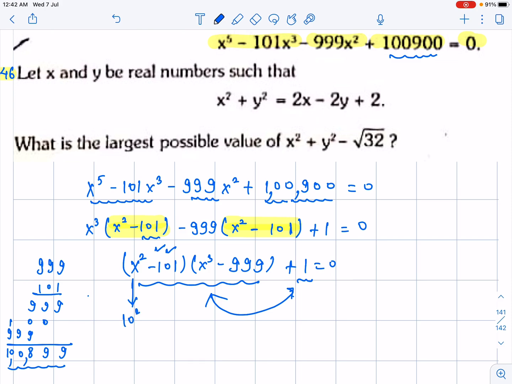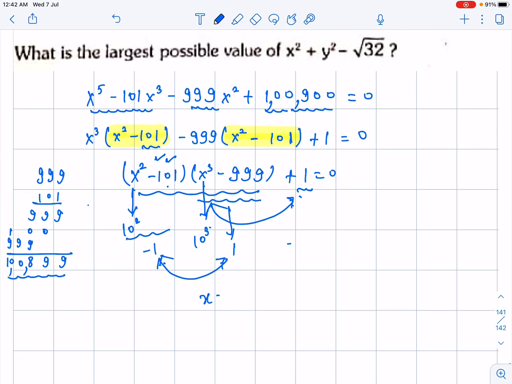10 square will be becoming 100. 100 minus 101 will give me minus 1, and 10 cube will be becoming 1000. 1000 minus 999 will give me plus 1. Plus 1 multiplied by minus 1 will give me minus 1. Minus 1 plus 1 will give me 0. That means x is equal to 10 is the solution of this equation. Hope you guys would have got my point.